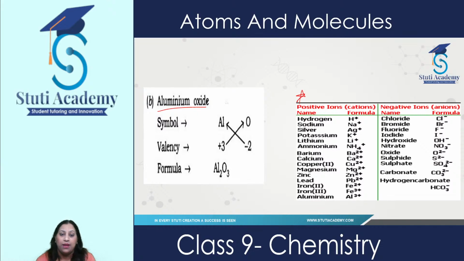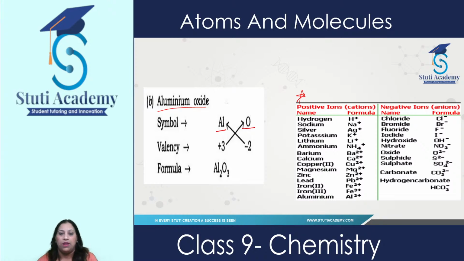How will you write? For aluminium oxide, what is the first step? Write in the comment box. Yesterday I discussed all the rules, all these steps, so simultaneously solve these questions with me. The first step is to write the symbols of the elements involved in the chemical formula. Aluminium oxide means aluminium and oxygen, two elements are involved. So here I have written aluminium and oxygen.